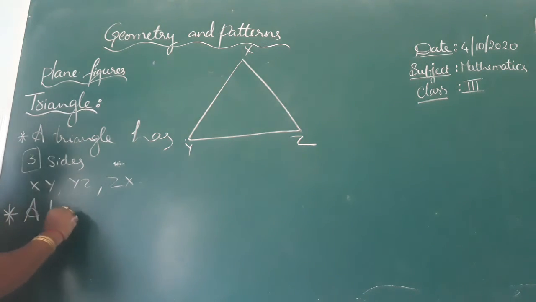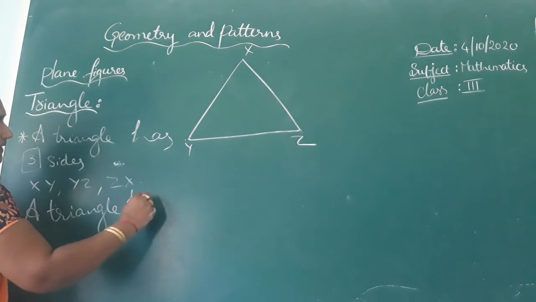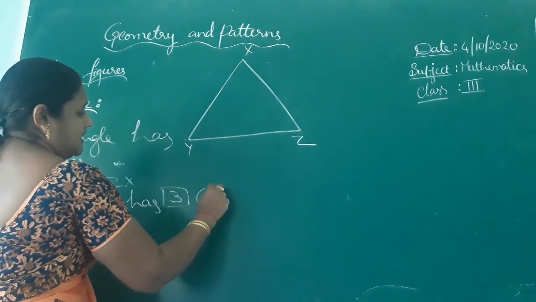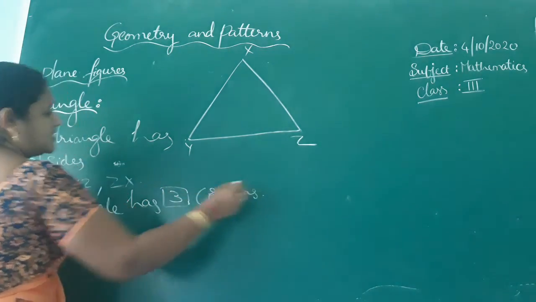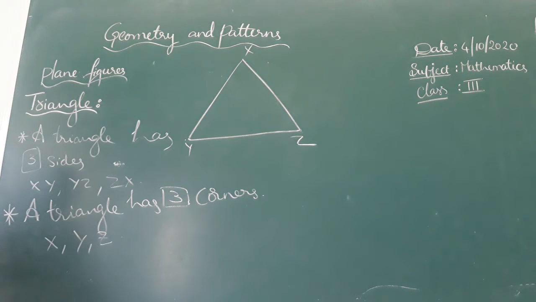So a triangle has how many corners, Amma? 3 corners. A triangle has 3 corners. What are those corners? X, Y, Z. X, Y, Z are the 3 corners of the triangle.